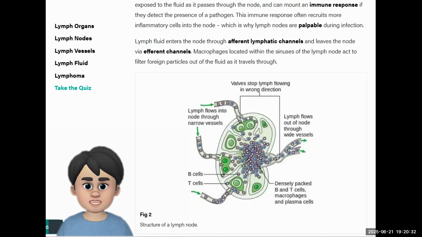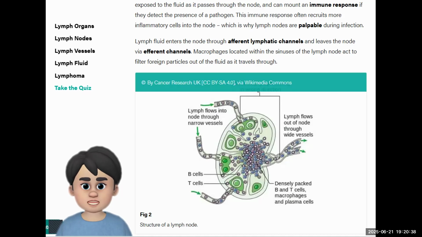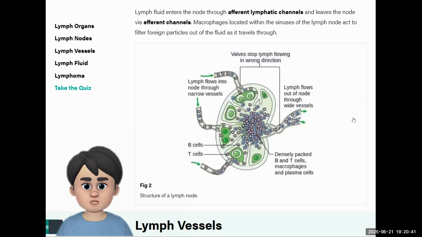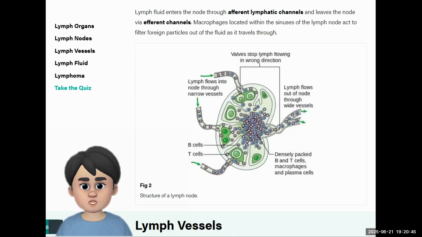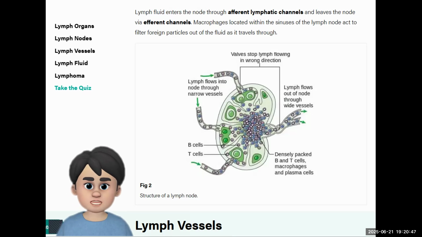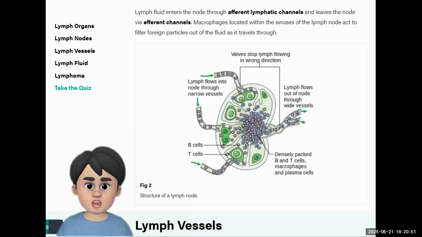Macrophages located within the sinuses of the lymph node act to filter foreign particles out of the fluid as it travels through. Like if you take an anatomy book, මීටර ලොකුවට මේක එක්ස්ප්ලේන් කරලා තියෙනවා. ඔයාගේ note එකෙත් ලොකුවට තියෙනවා. So you don't have to study that much at the very beginning, but you have to study when you properly start your course. Right.